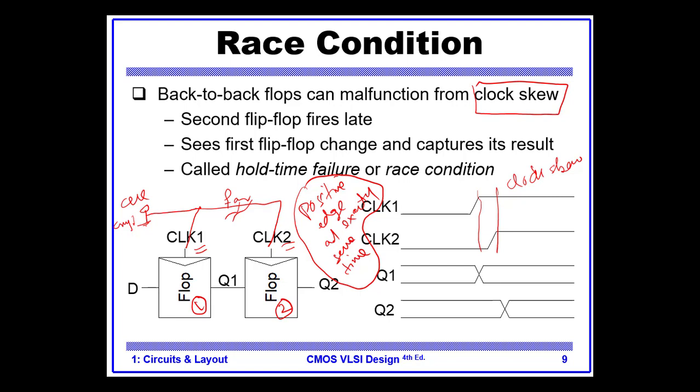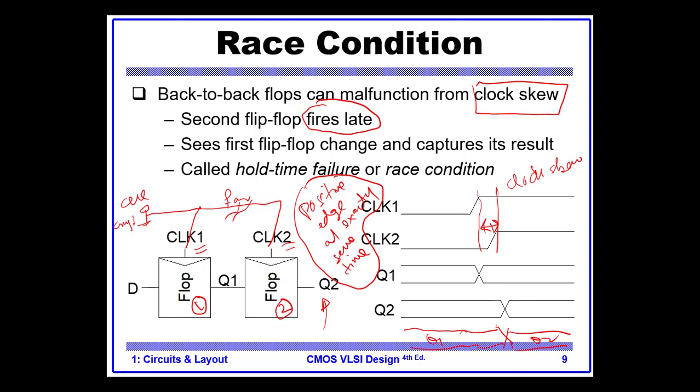For example, there is a delay in these two flip-flops. This is called clock skew. Due to the clock skew, at the output of flip-flop 2, you should get something like that. You should get first Q1, and then after a certain amount of time the state changes and you get Q2. But because of the clock skew, the second flip-flop fires late.